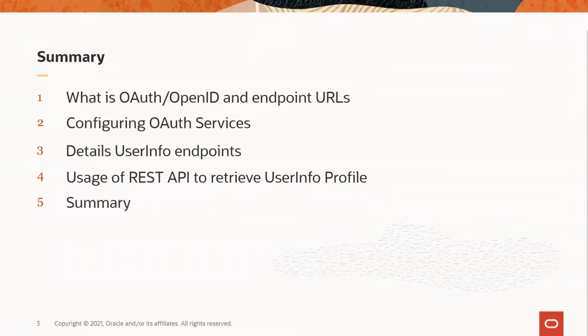We will be covering features of OAuth and OpenID and authorization framework. Further, we will be covering configuring OAuth services in Oracle Access Manager. Then we'll cover details about user info endpoints and show some examples of using REST API to retrieve the user info profile and also configuring the various OAuth services. And finally, we'll summarize the topics we covered.